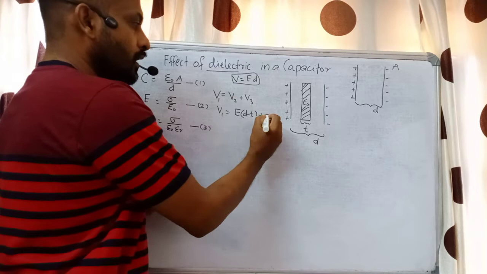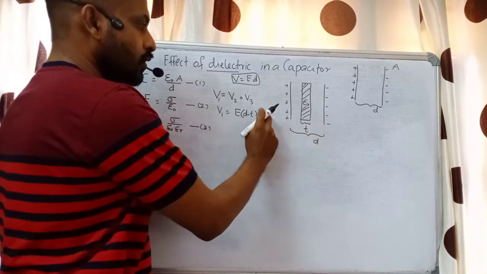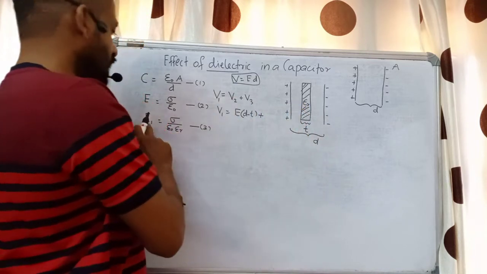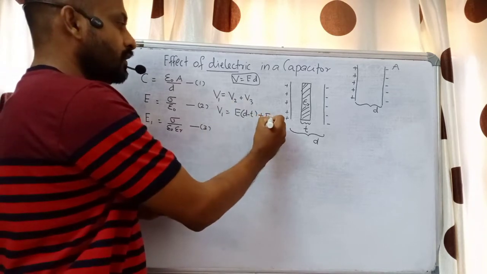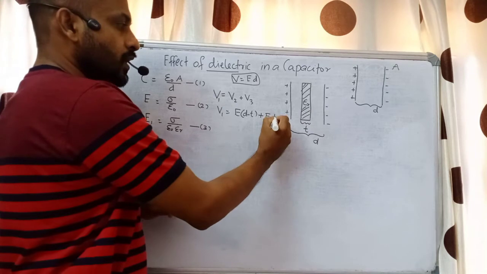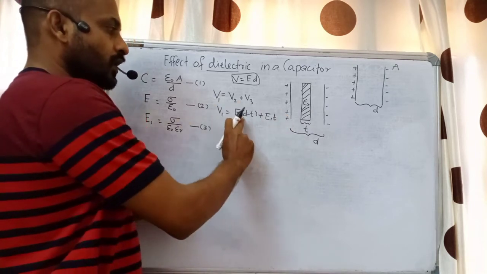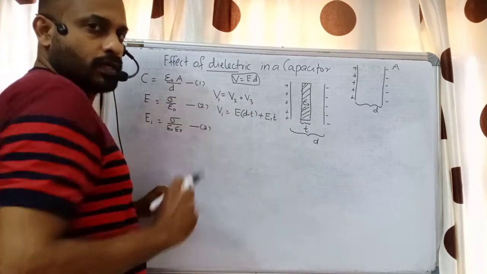What is the potential V3? The potential in the region is equal to the electric field in the region, that is E1, the electric field in the region having dielectric, times the distance. The distance is equal to t. So V1 is equal to E into (d minus t) plus E1 into t.